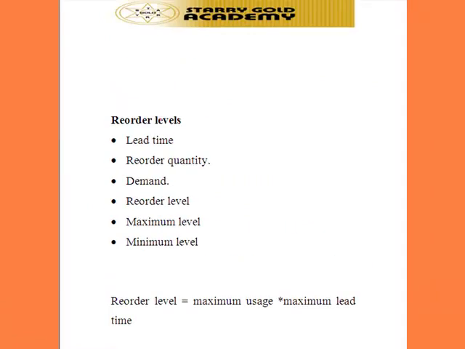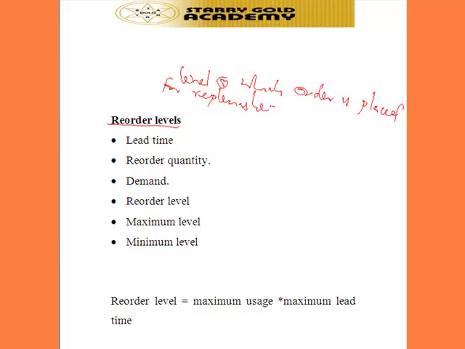The next thing we're going to look at is the reorder levels. A reorder level is the level at which an order is placed for replenishment. When the stock or inventory reaches this level, immediately an order, a reorder quantity, must be placed. Now some other concept that we need to know about is the lead time. The lead time is the time lag between ordering for inventory and replenishment. The period between ordering and replenishment, that's lead time.